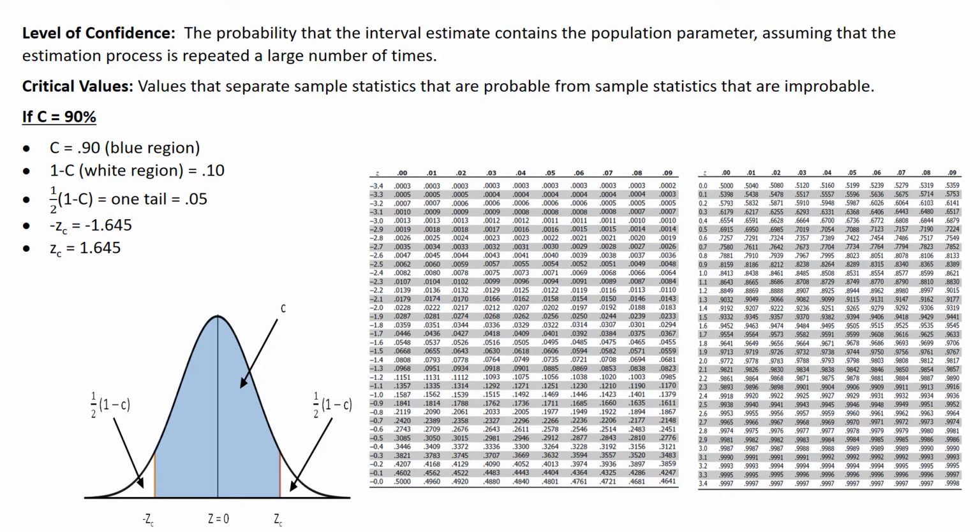That's a remaining 10%, and 5% would fall from the very beginning of the curve on the left to that minus z, and another 5% would fall from the z to the other right side of the curve. 5% outside that, plus the 90% for the confidence level, plus another 5%, is 100%, or 1. And I could determine the z-score for 90%.